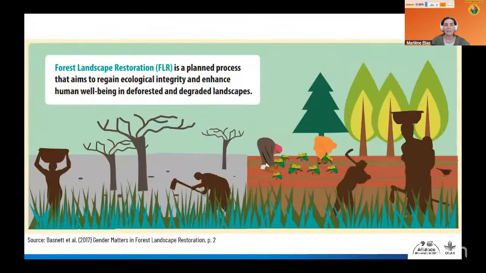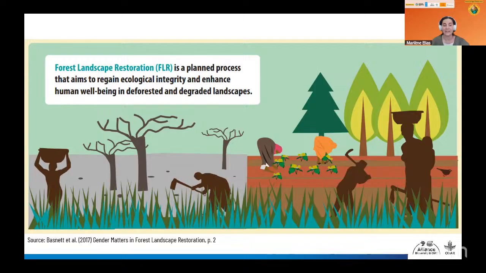So I've put this here on forest landscape restoration, the definition as a planned process that aims to regain ecological integrity and enhance human well-being in deforested and degraded landscapes. Just to flag that forest landscape restoration, but other types of restoration as well, mainly do usually state as intended aims to advance both human well-being and ecological well-being or environmental health. So there is already some kind of recognition that livelihoods are important in restoration.